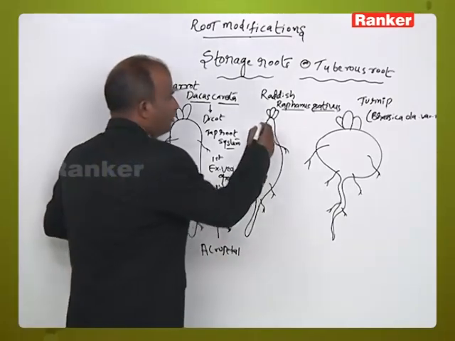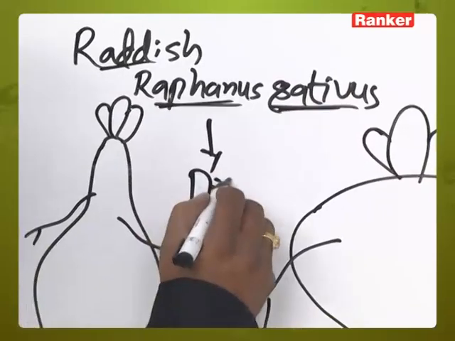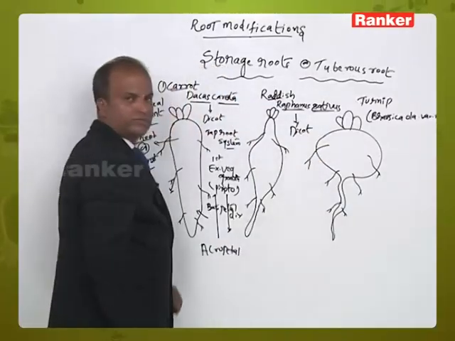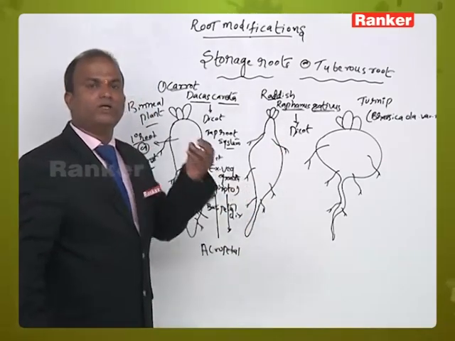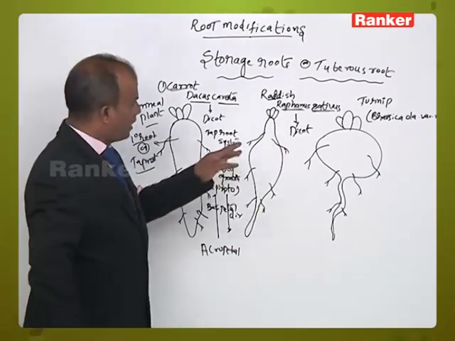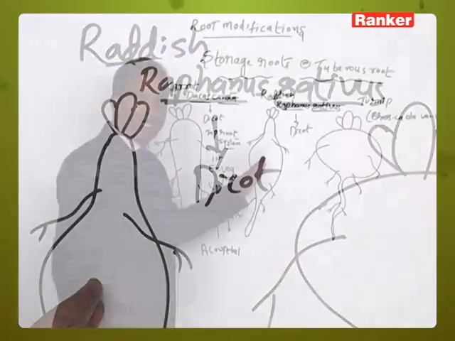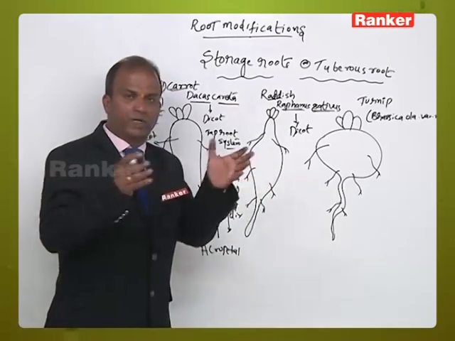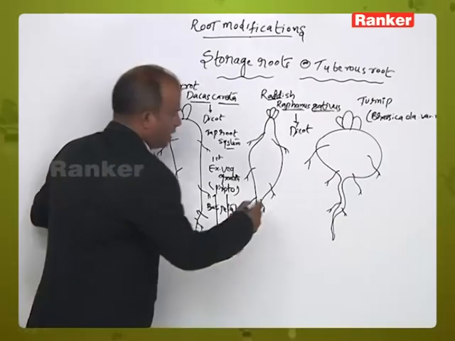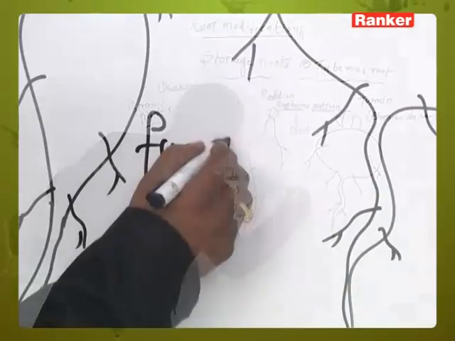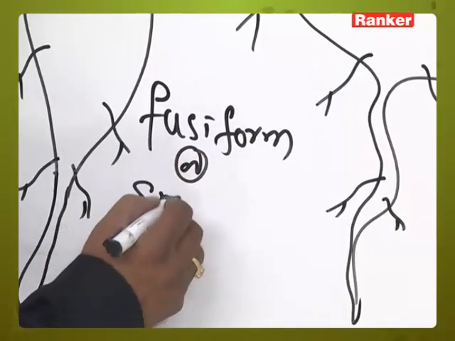Next goes to radish, that is nothing but Raphanus sativus, which also belongs to dicot. As it also belongs to dicot, which type of root system does it show? The same, taproot system. And due to the storage of food materials in this taproot or primary root, it becomes bulged and tuberous, and it attains a fusiform shape or spindle shape.